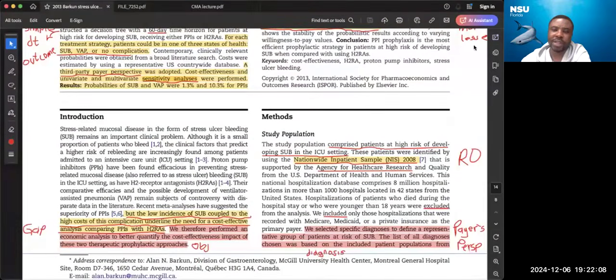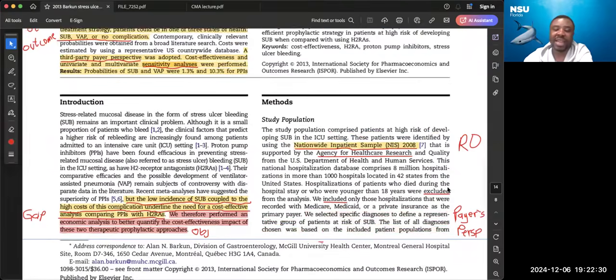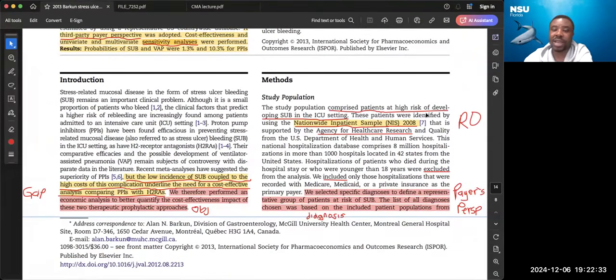Okay, so we'll go through the method now. For this study, like I said before, the study is done with patients who are at high risk of developing stress ulcer in ICU settings. And they identified these patients from the nationwide inpatient sample, that is the NIS 2008.